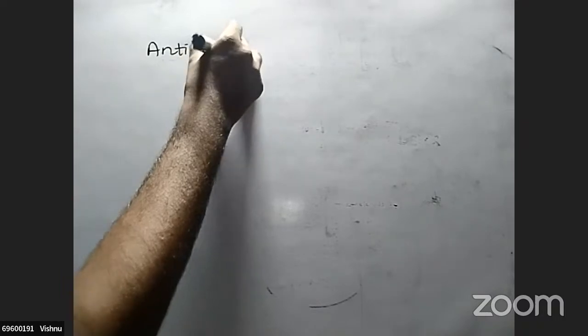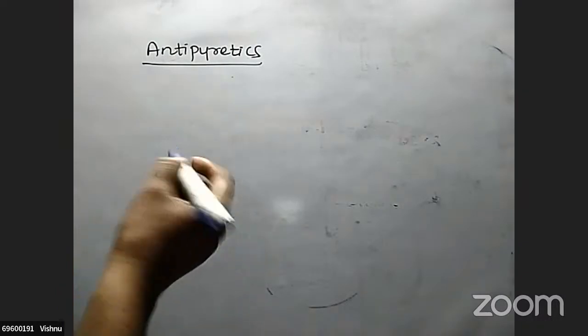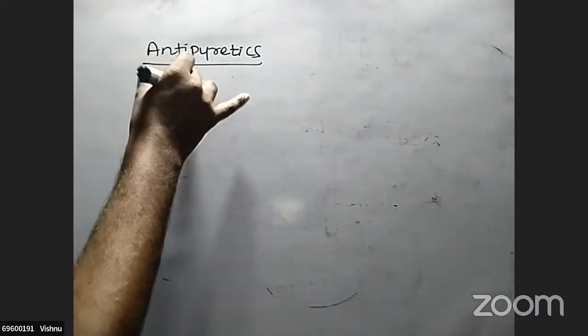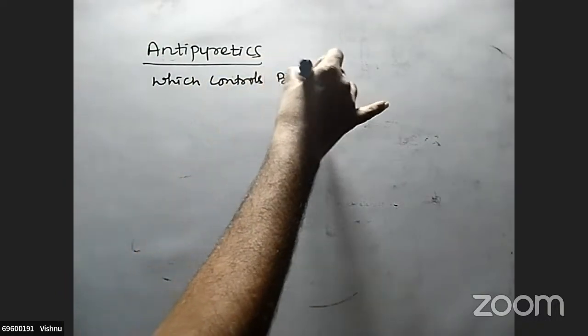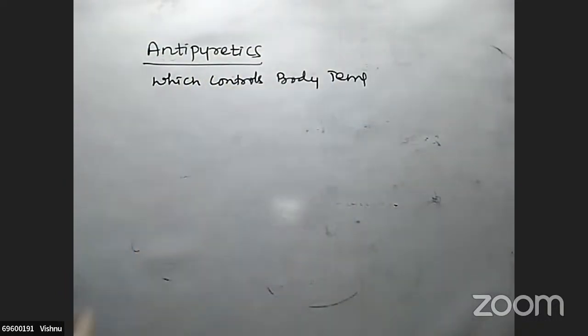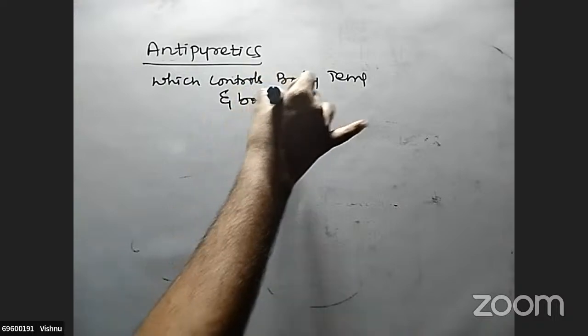The next type of drugs are called antipyretics. What is the role of antipyretics? They control body temperature. This is the first important nature of antipyretics, and body pains are also controlled.